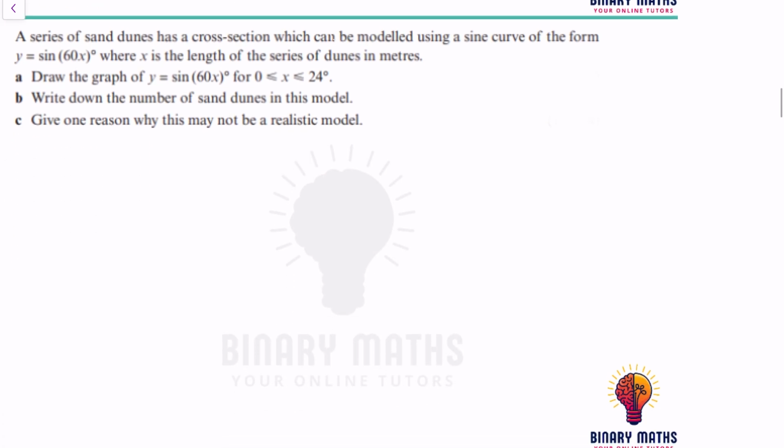Okay. A series of sand dunes has a cross-section which can be modeled using a sine curve of the form y is equal to sine 60x degrees, where x is the length of the series of dunes in meters. Draw the graph of y is equal to sine 60x for 0 is less than or equal to x, which is less than or equal to 24.